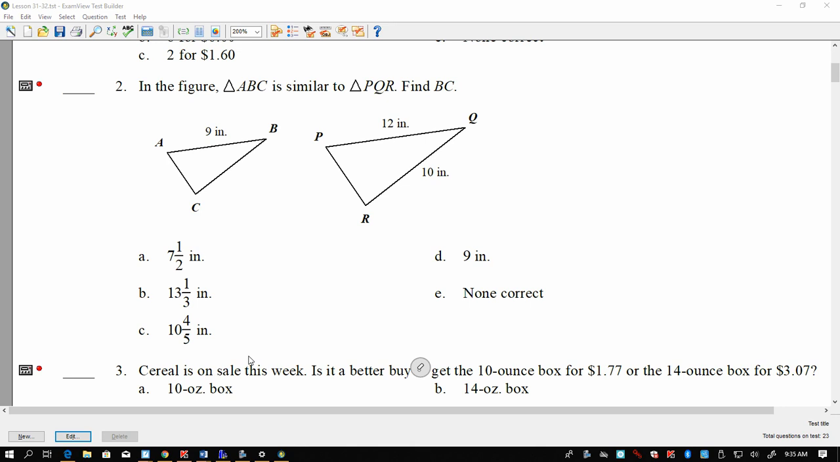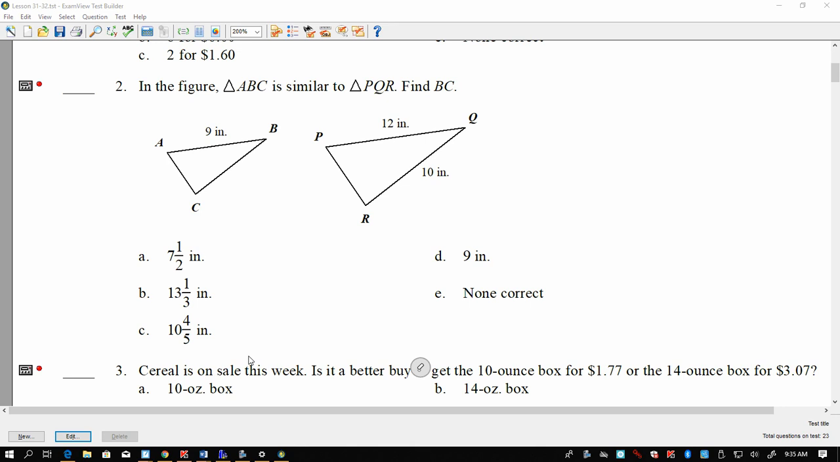All right, so let's say we're doing AB over PQ. What side of AB do I know compares to PQ? 9 compares to 12. Now, I'm trying to solve for BC. Is that going to go on the top or the bottom? Top. So we're going to write BC there. What should go on the bottom? QR. But what is the measurement for QR? 10. So what math do I do to solve for BC?